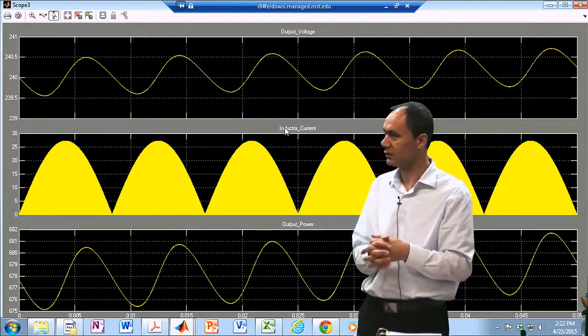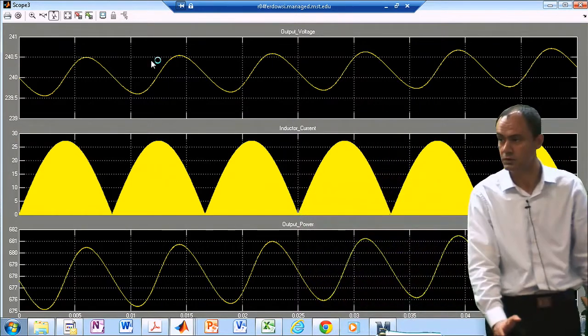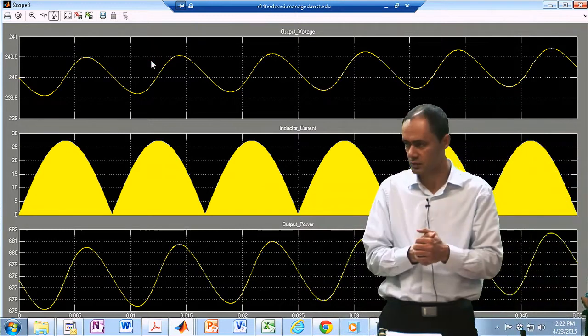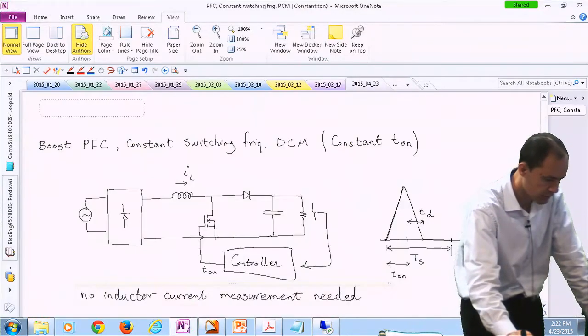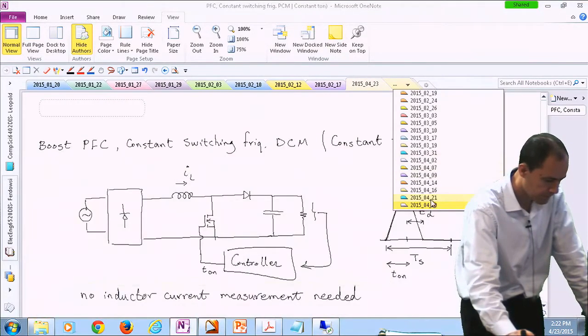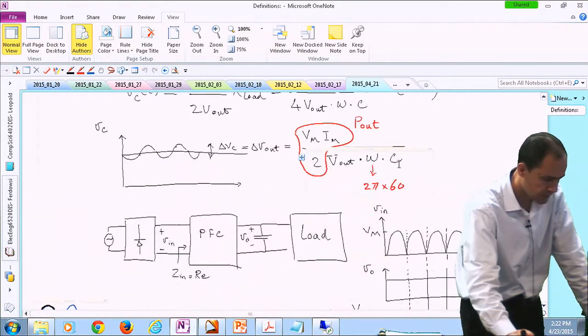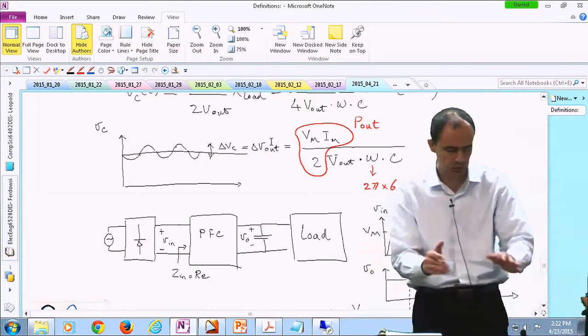Before, it was like 10 volts peak to peak. Here, it's only like 1 volt peak to peak. It's almost proportional. I made it 10 times larger, the ripple got 10 times smaller. And this is in agreement with the equation that we had. So almost a linear relationship.